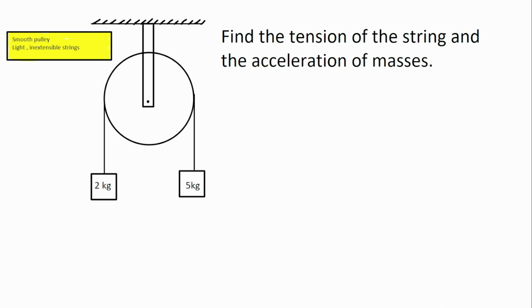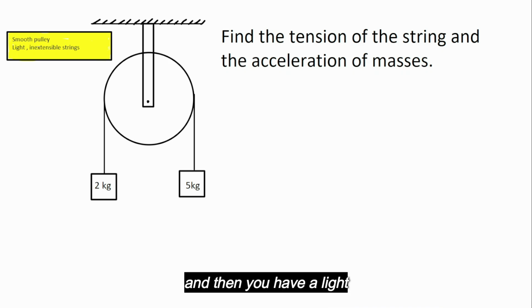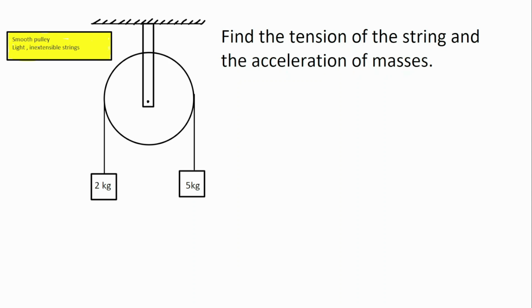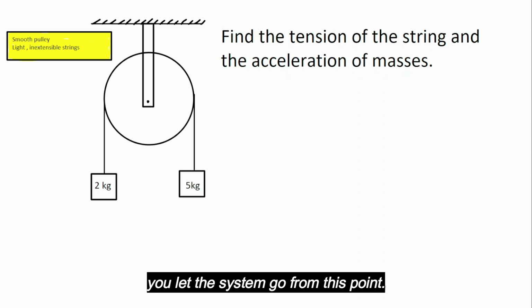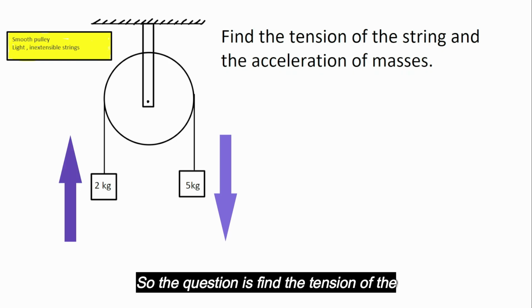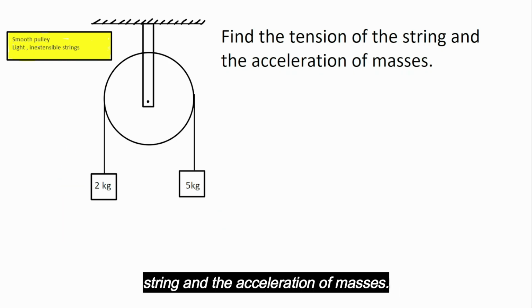Interesting question. Here we have a smooth pulley, and a light inextensible string, with a 2 kilogram mass connected to one side and a 5 kilogram mass connected to the other side. You let the system go from this point. So obviously the 5 kilogram mass will move down, and the 2 kilogram mass will move up. So the question is, find the tension of the string and the acceleration of the masses.